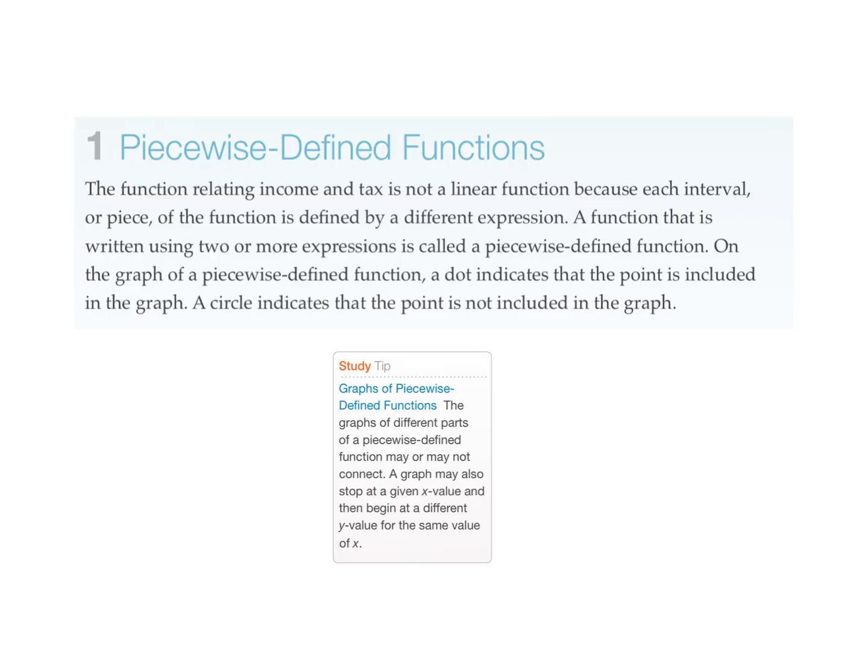The functions related to income and tax are not linear functions because each interval or piece of the function is defined by a different expression. A function that is written using two or more expressions is called a piecewise defined function. On the graph of a piecewise defined function, a dot indicates that the point is included in the graph. A circle indicates that the point is not included.